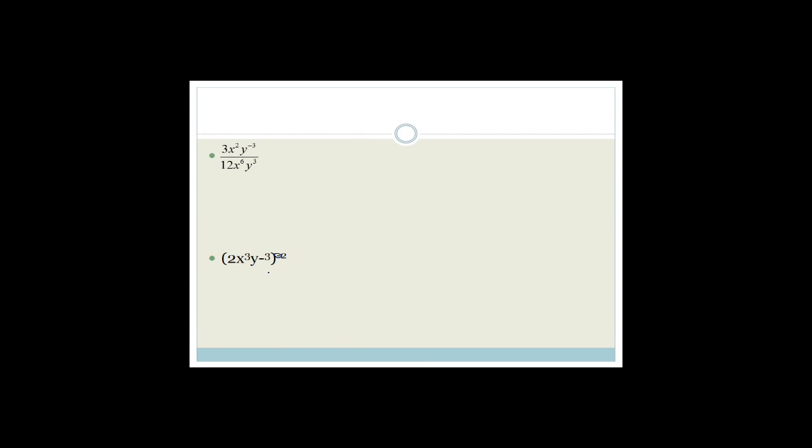So the next way to do it is to look at the fact that this is a negative and think, well, if that's a negative, everything in this bracket has to be under 1. So I could rewrite that as 1 over (2 x cubed y to the negative 3) all squared. Then we apply the squared to everything in the bracket just like usual. So we've get 1 over 2 squared, x cubed all to the power of 2 times y to the negative 3 all squared.